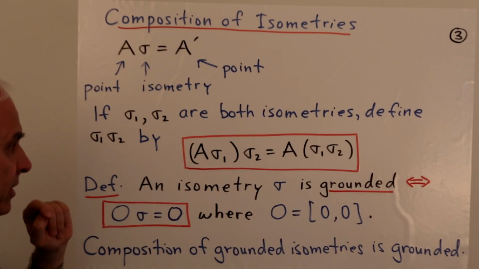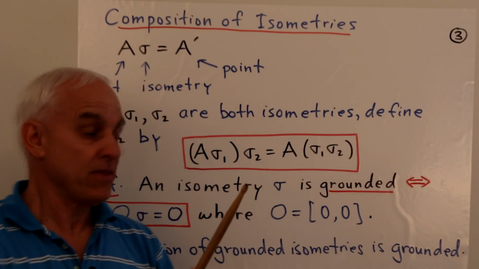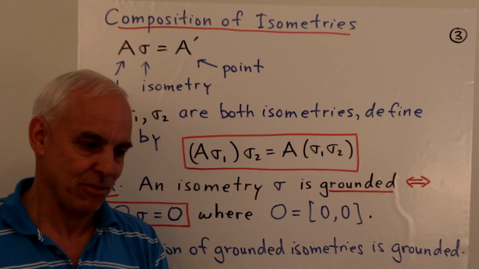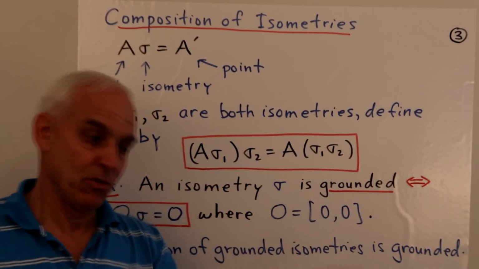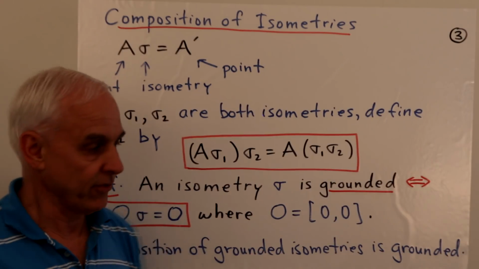It's not too hard to convince yourself that if sigma 1 and sigma 2 are isometries, then this composite is also an isometry. If sigma 1 preserves quadrances and sigma 2 preserves quadrances, then doing one after the other will also preserve quadrances.